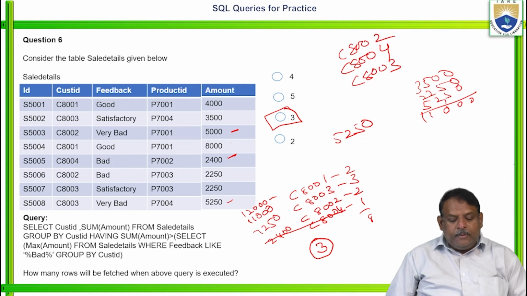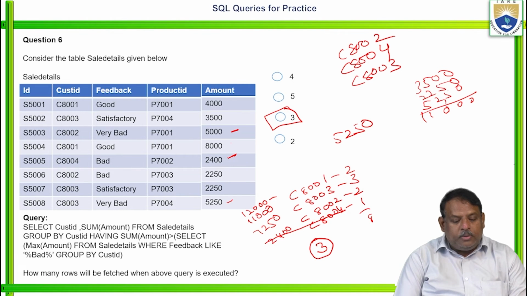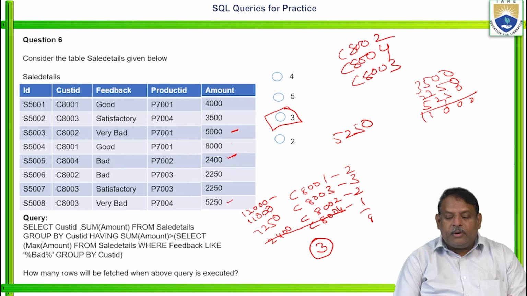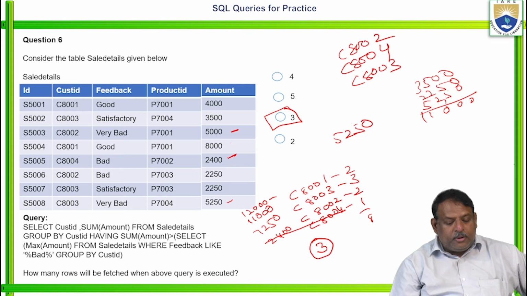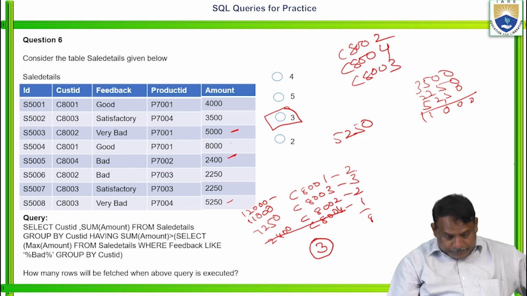Okay, once again. In this case, first we have to group the data. How many records are there? 1, 2, 3, 4, 5, 6, 7, 8 records. We have 8 records here. So first we will sort our data based upon the customer ID. C8001 having 2 records. 3 is 2 records. Then 2 is 2 records. 4 is 1 record. So 8 records.